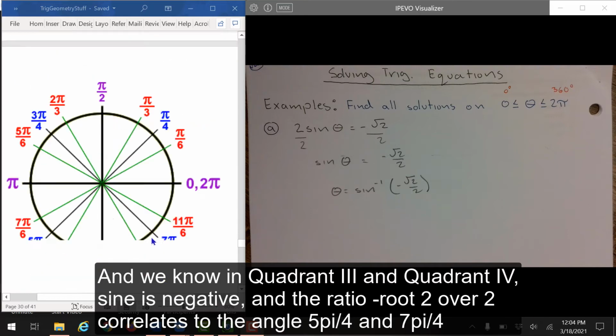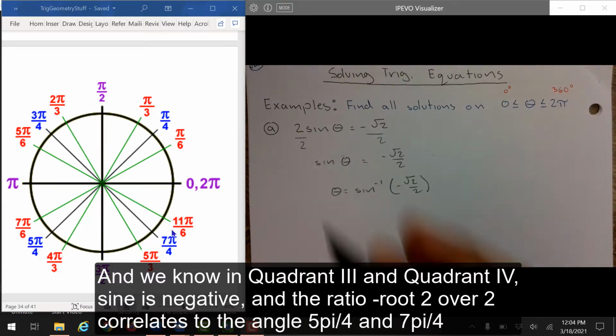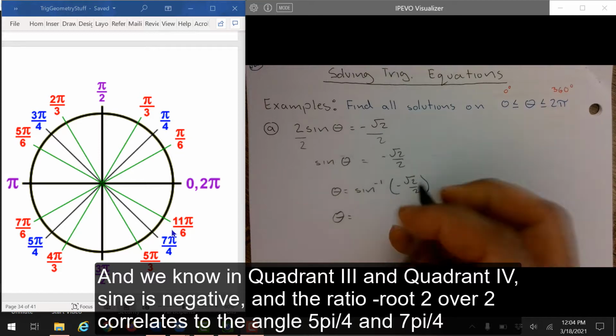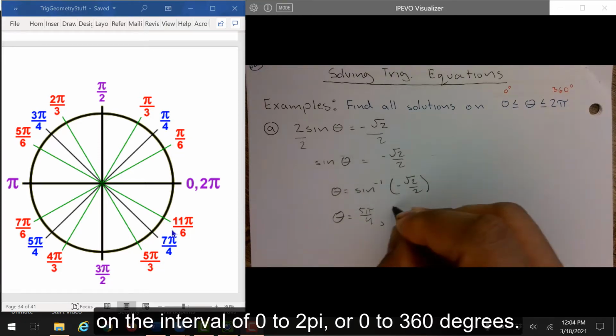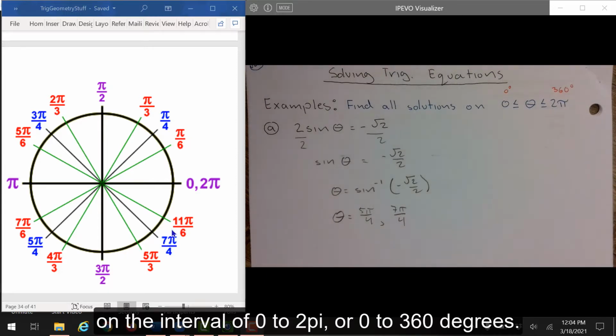And we know in quadrant 3 and quadrant 4, sine is negative, and the ratio negative root 2 over 2 correlates to the angles 5 pi over 4 and 7 pi over 4 on the interval of 0 to 2 pi or 0 to 360 degrees.